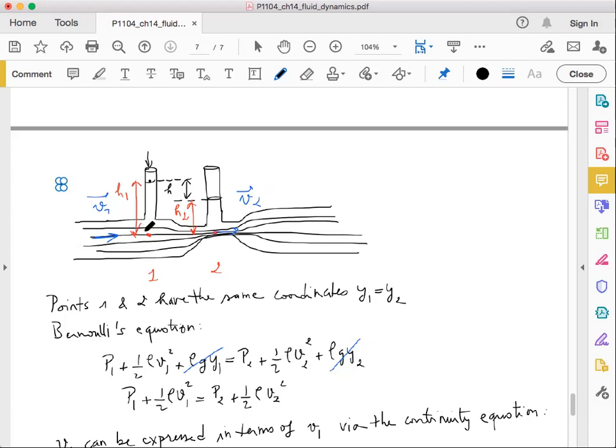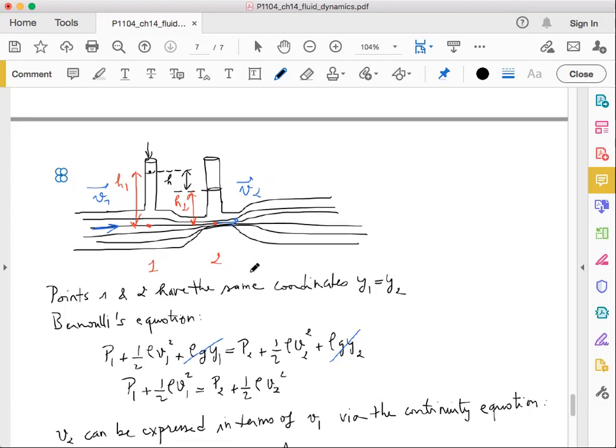If we apply Bernoulli's equation between point 1 and point 2, we have access to the speeds V1 and V2, and to the pressures P1 and P2. So this is what we need. Let's apply Bernoulli's equation to points 1 and 2. We end up with P1 plus half rho V1 squared plus rho g y1 is equal to P2 plus half rho V2 squared plus rho g y2.